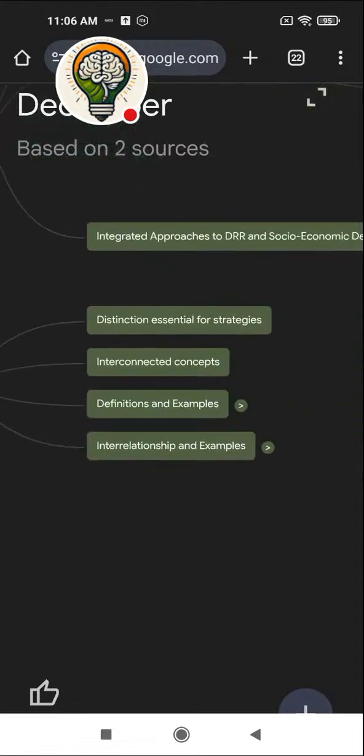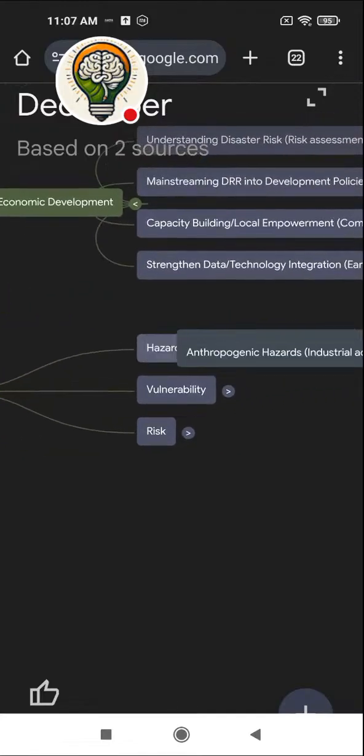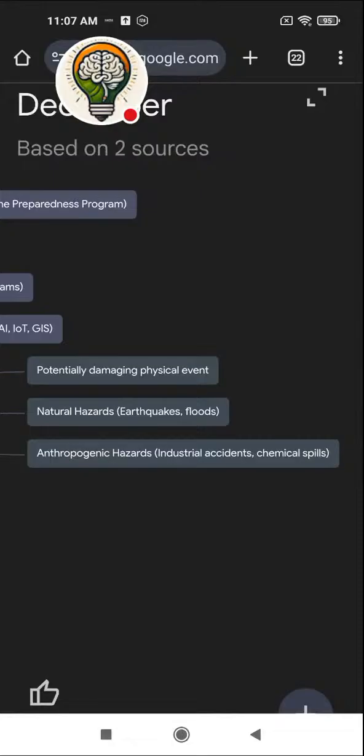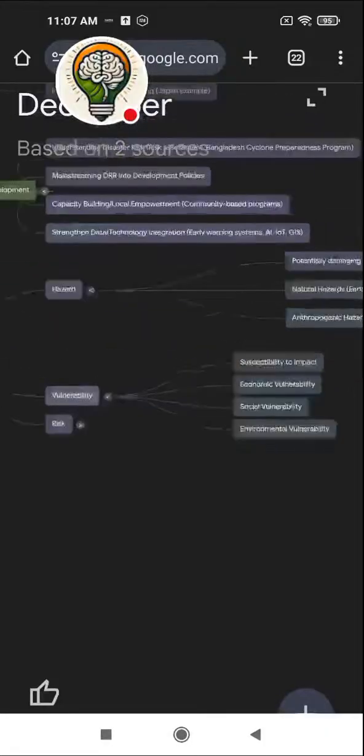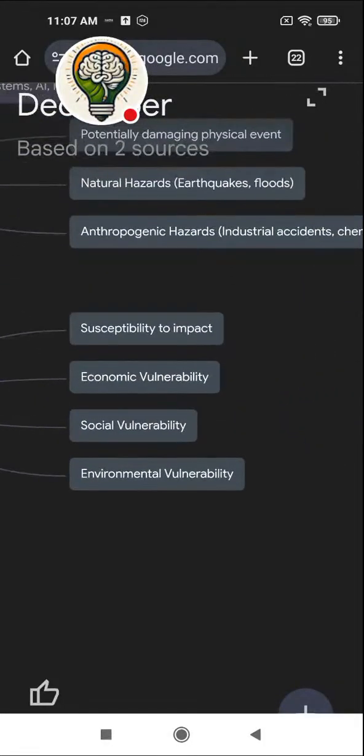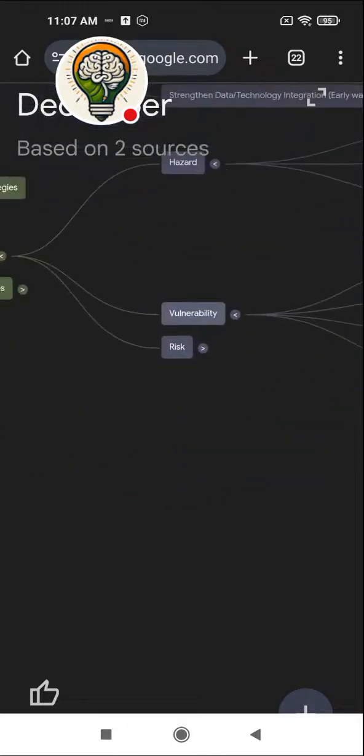Then the hazard, vulnerability, and risk. So distinct and essential for strategies, interconnected concept and definition. An example are the hazard. So hazard is the potentially damaging physical event, natural hazard, earthquake and flood, anthropogenic hazard, industrial accident, and chemical spill. Then the vulnerability. So the susceptibility to impact. So economic vulnerability, social vulnerability, and environmental vulnerability, and risk.